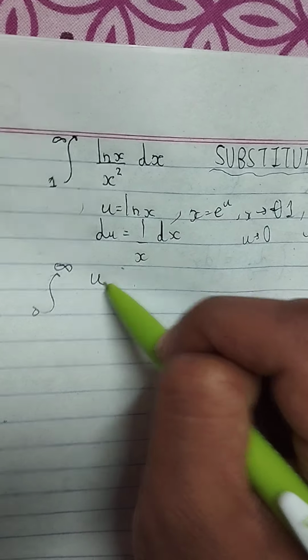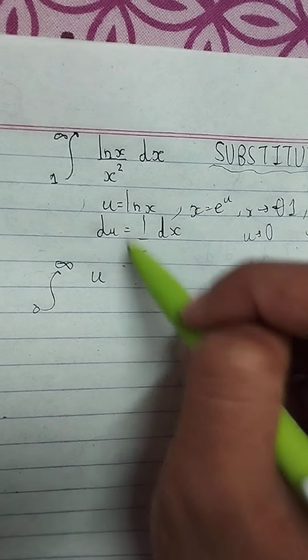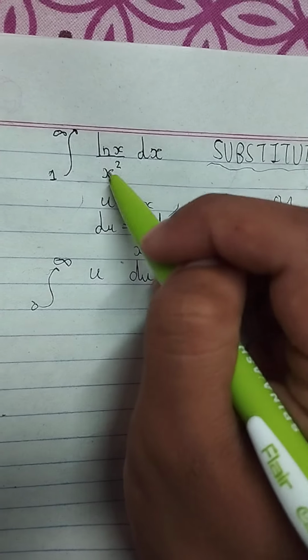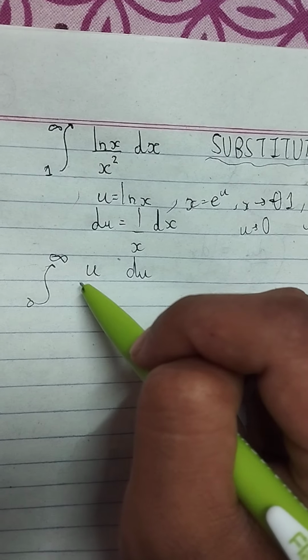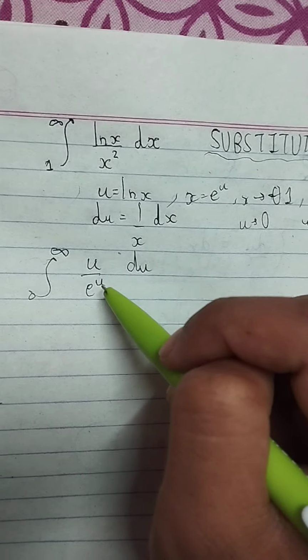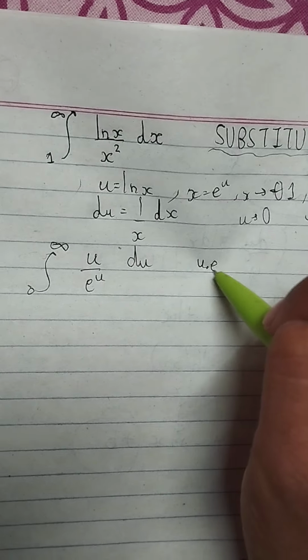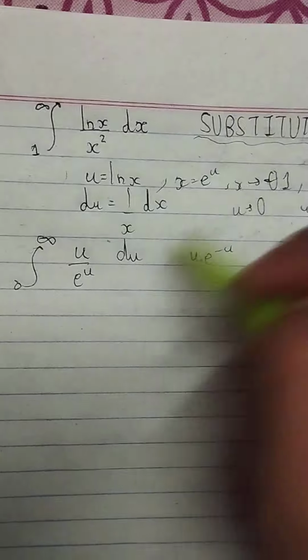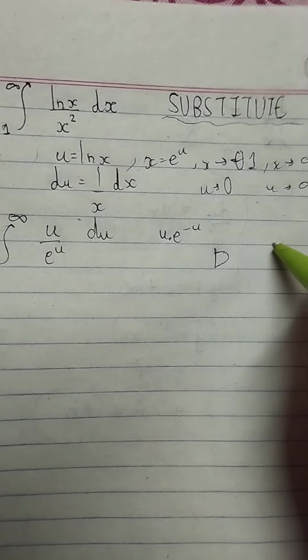ln x is our u, and 1 by x dx is our du, and here we have a remaining 1 by x, which will be 1 by e to the power u. So we have u by e to the power u, we can write it as u into e to the power minus u, and we can simply solve this using the DI method.